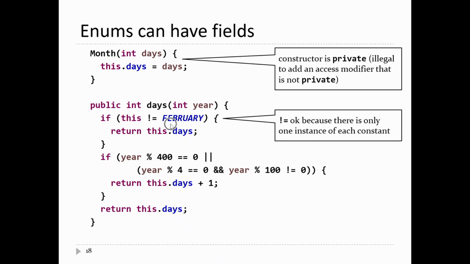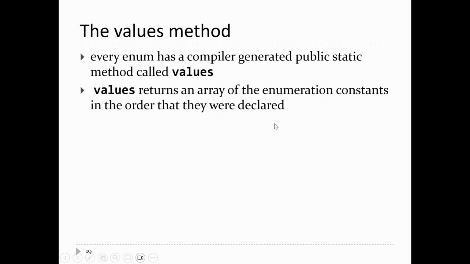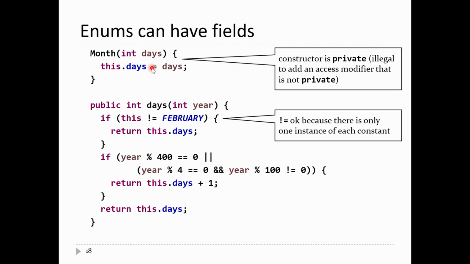So here, if the month is not February, you're just going to return the number of days stored in the field called days. If the month is February, you now have to determine whether or not this is a leap year. If the year is a leap year, I'm going to return the number of days plus 1, which is 29 for February. Otherwise, I'm just going to return the number of days, which will be 28 for February. And so there's an example of providing a field, a constructor, and a method for an enumerated type.